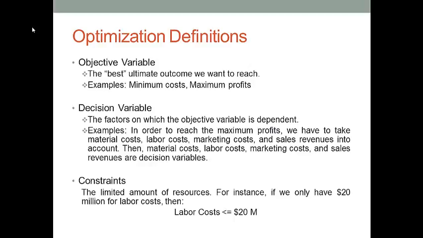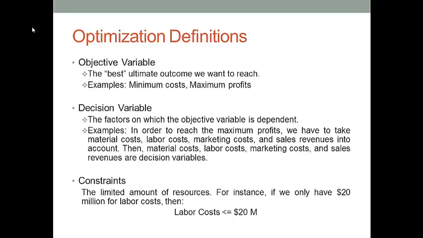In an optimization analysis, we call the best ultimate outcomes we want to reach an objective variable. Let's say you want to reach minimum cost. Then in this analysis, minimum cost will be the objective variable. In a new analysis, if you want to reach maximum profit, then maximum profit will be the objective variable in the new analysis.